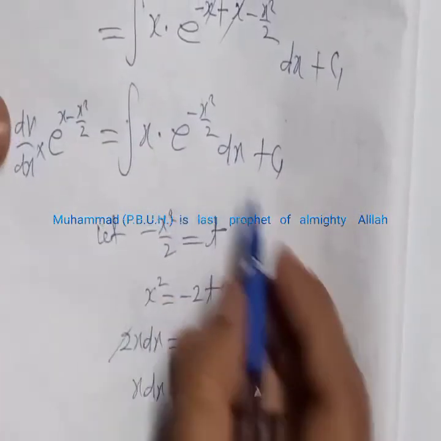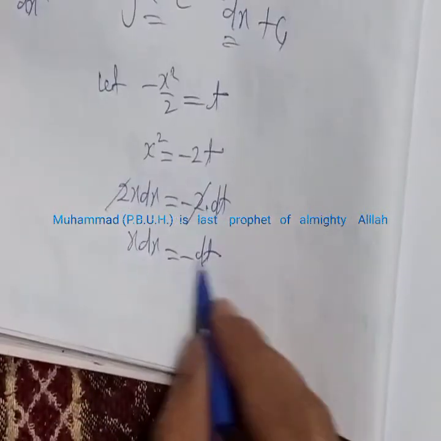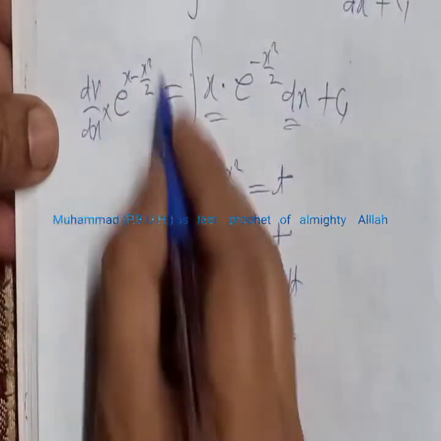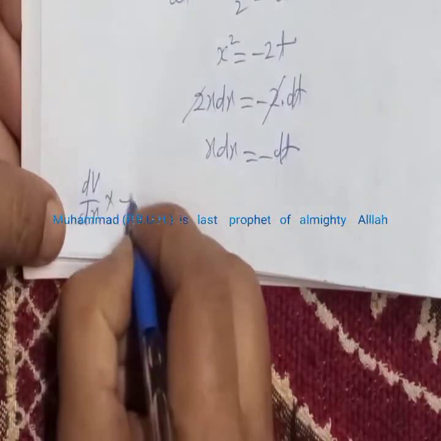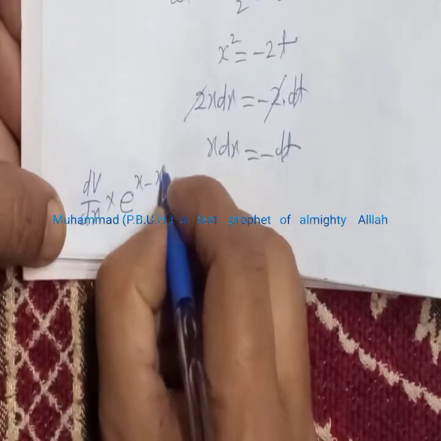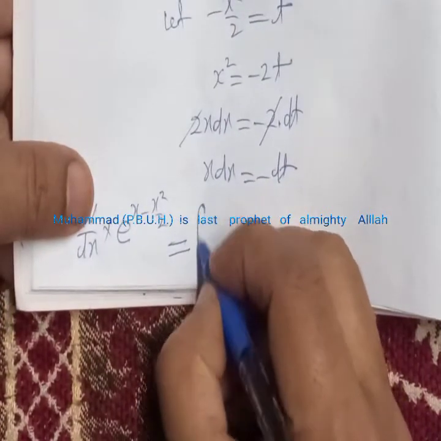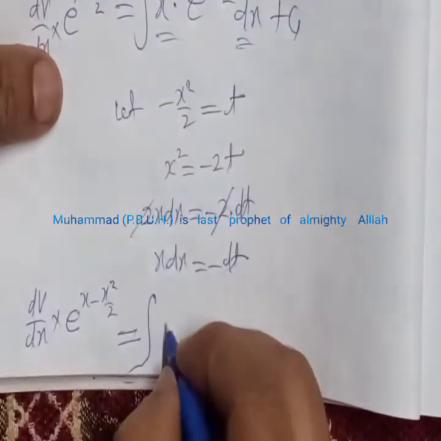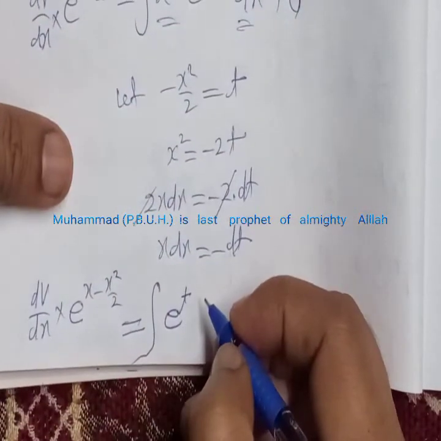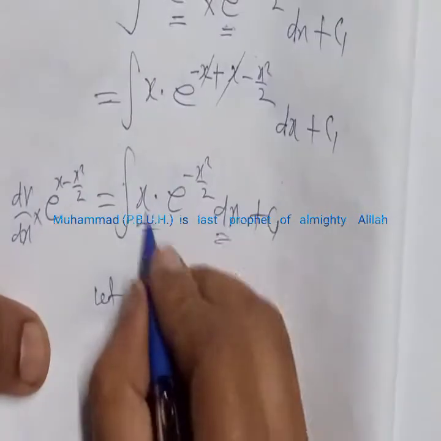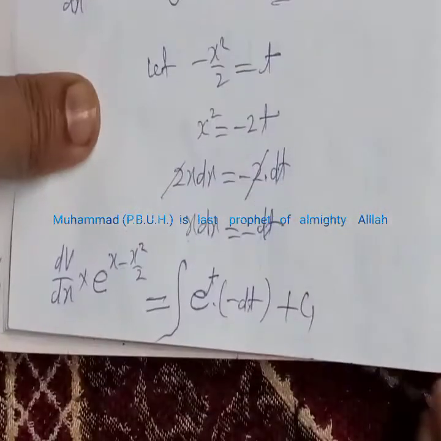So we can write x dx as minus dt. In this equation we write v as dv over dx. We write the left hand side without any change, x minus x square by 2, and on the right hand side the integration of e to the power t, where we let minus x square by 2 equal to t, and x dx is equal to minus dt, plus c1. Here I write c1.